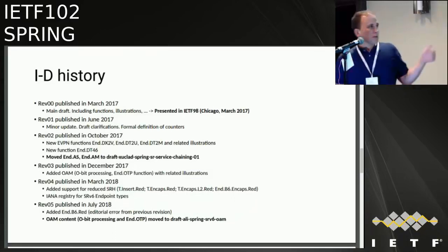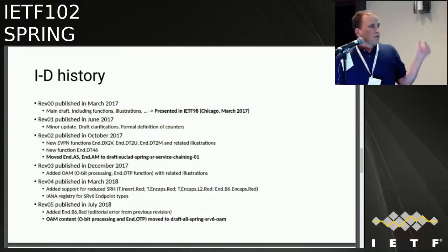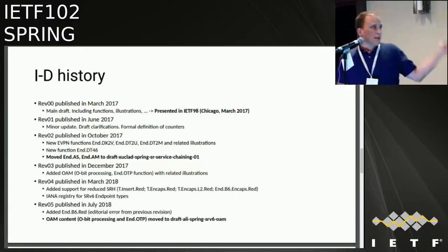In December 2017, we published the revision 3, where we added the OAM. So we describe how the SRH O-bit processing is done, the End.OTP function and the related illustrations. In March 2018, we added support for the reduced SRH following the SRH draft. So this involves the functions T.Insert.Red, T.Encaps.Red, and the End.DX6 reduced. And we also added the IANA registry for the SRv6 endpoint types, with the objective that all the control plane drafts can leverage the IANA allocated code points to signal the support for each one of the functions.